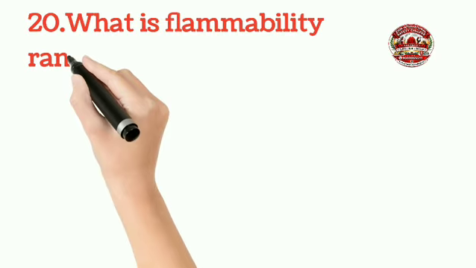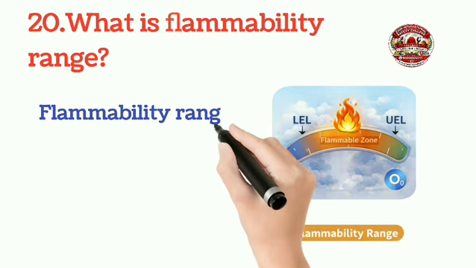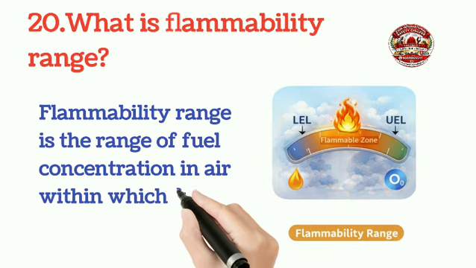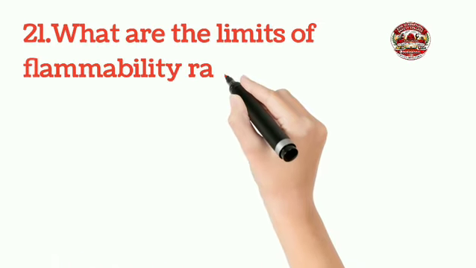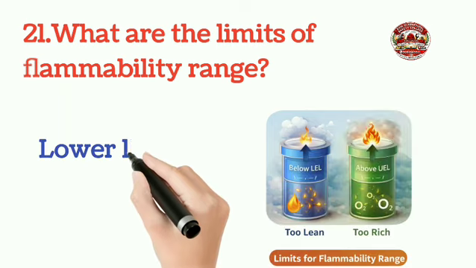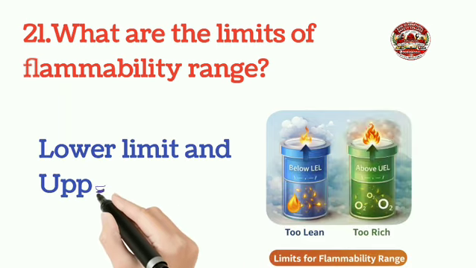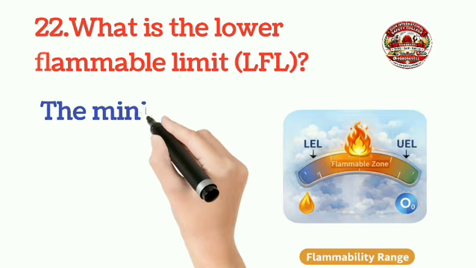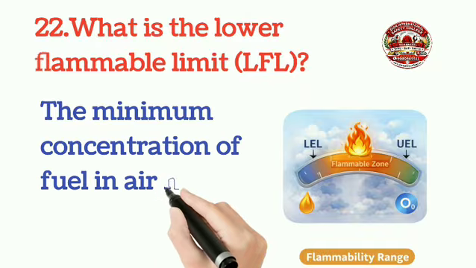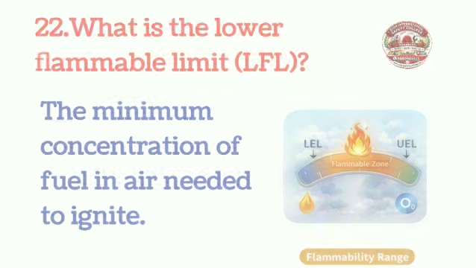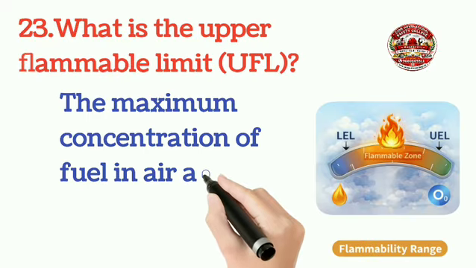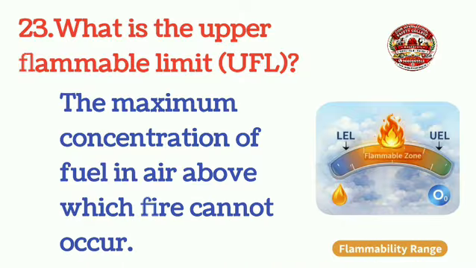What is flammability range? Flammability range is the range of fuel concentration in air within which fire can occur. What are the limits of flammability range? Lower limit and upper limit. What is the lower flammable limit? The LFL, the minimum concentration of fuel in air needed to ignite. What is the upper flammable limit? The maximum concentration of fuel in air above which fire cannot occur.